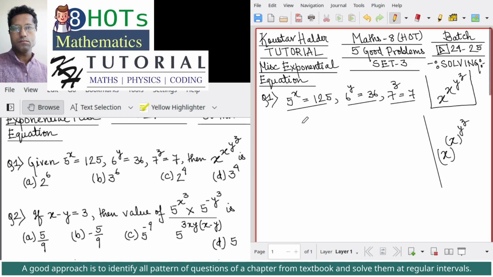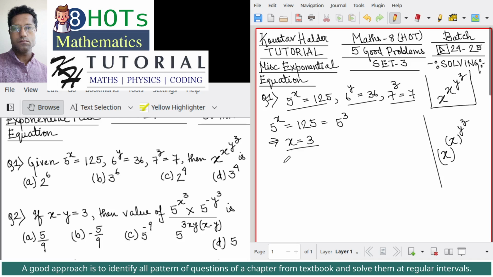Now this problem is relatively simple because we are given 3 equations, and from these 3 equations we can easily find the values of x, y and z. 5 to the power x is equal to 125. Now 125 can easily be expressed as a power of 5. 125 is 5 cube. So since 5 to the power x is equal to 5 cube, the base is the same, 5, so we can equate the powers and we get x is equal to 3.